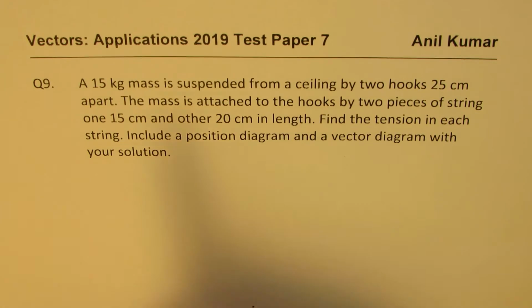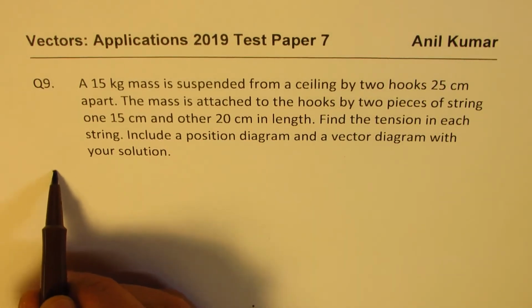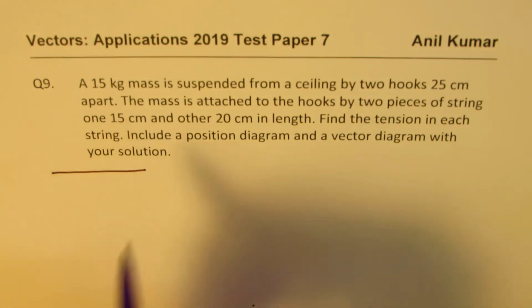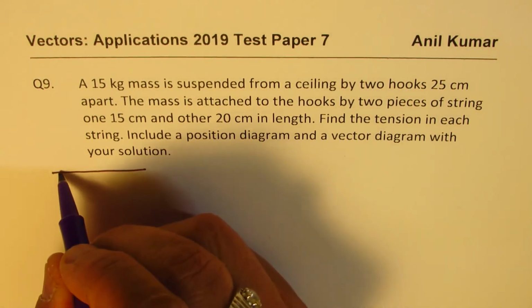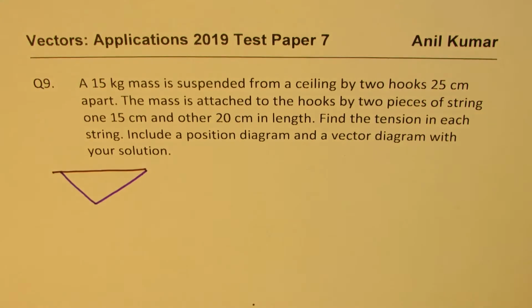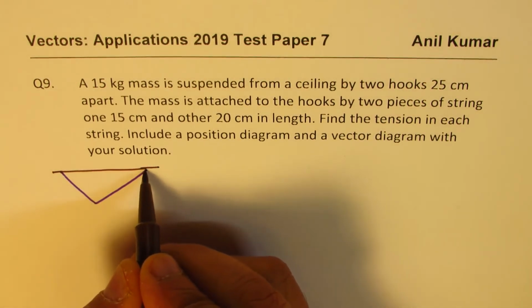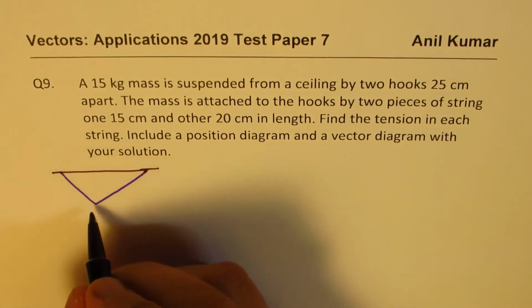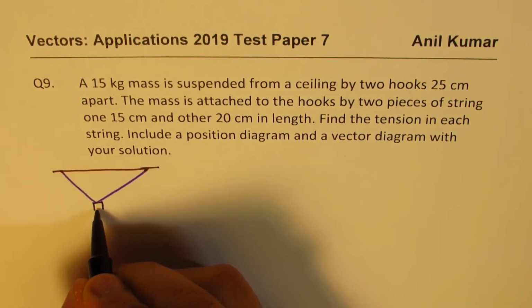Now let's begin with what is given to us. So we have a ceiling here. Let me sketch the diagram. In this ceiling we are given two hooks, and from these two hooks we have two strings. These strings are 15 and 20 centimeter long, right? So we'll make one smaller, the other one longer. Okay, so these are the two strings. Now from these two strings, we do have a mass holding, kind of like this.